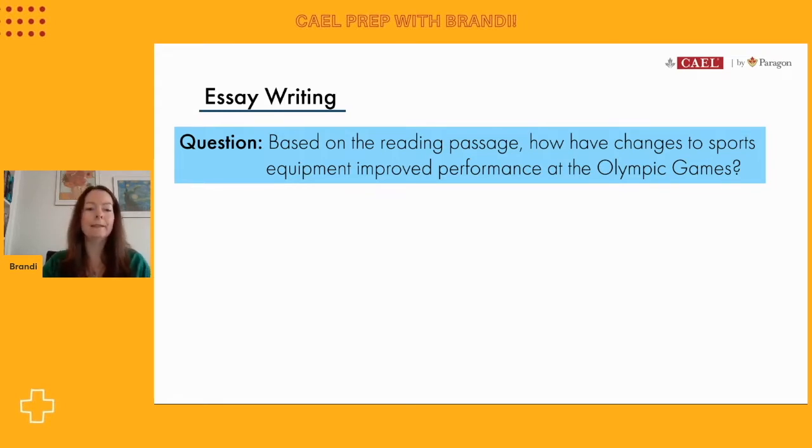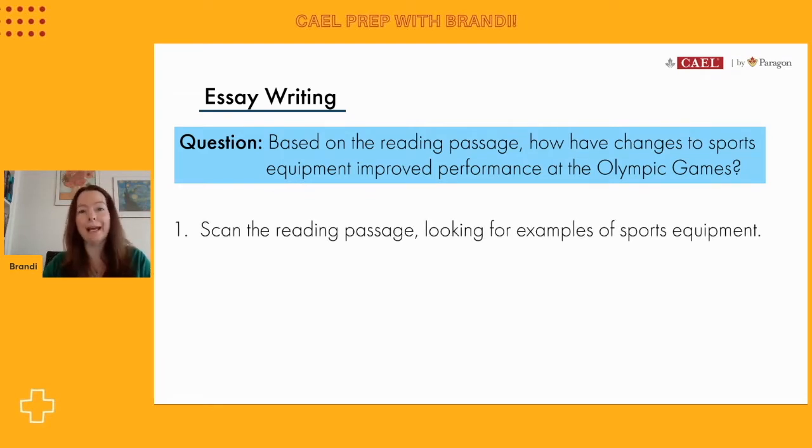So before we actually start looking at the reading source itself, we have to get our minds around what this question is asking us to do. This is how you're going to start your time on the test. So the majority of the long reading passages on CAEL would be about 8 to 9 paragraphs in length. So for this question, you're going to scan through the reading passage. You're going to look quickly to see if your eyes can identify any examples of sports equipment. That's step number one, because that's what this question is asking us to do.